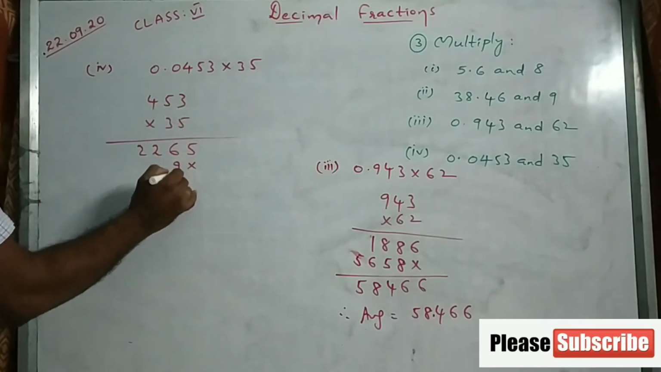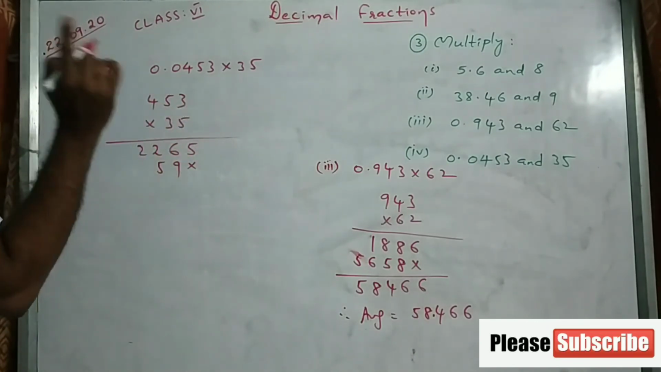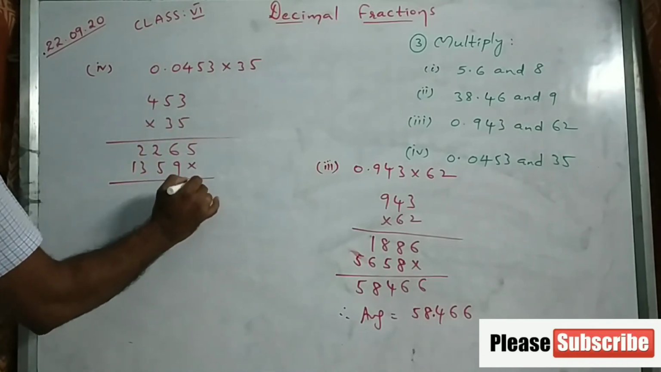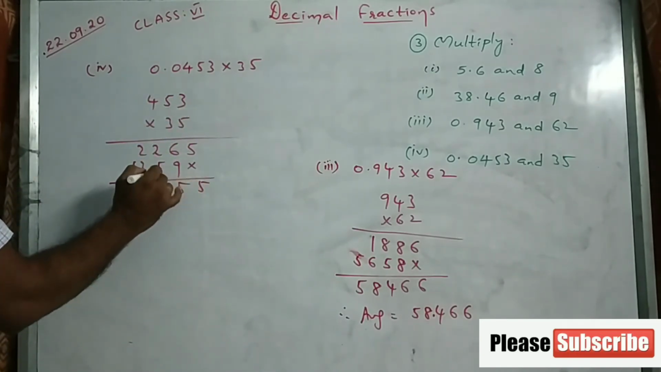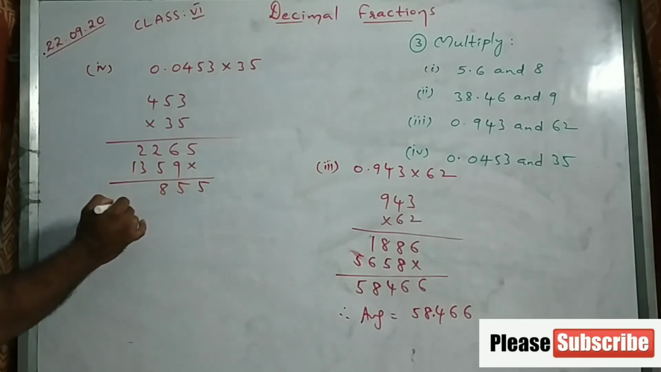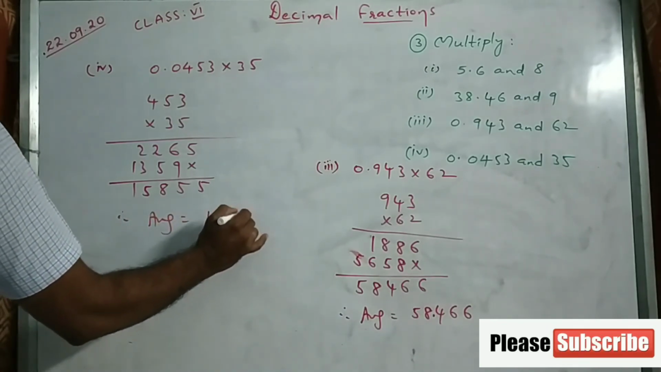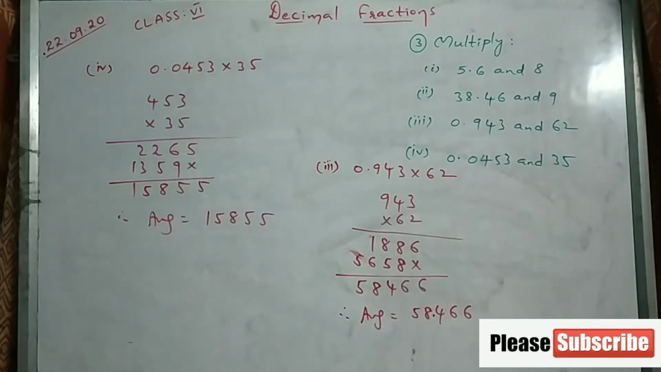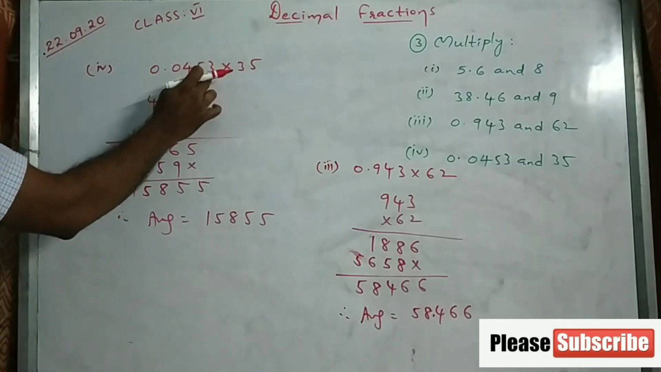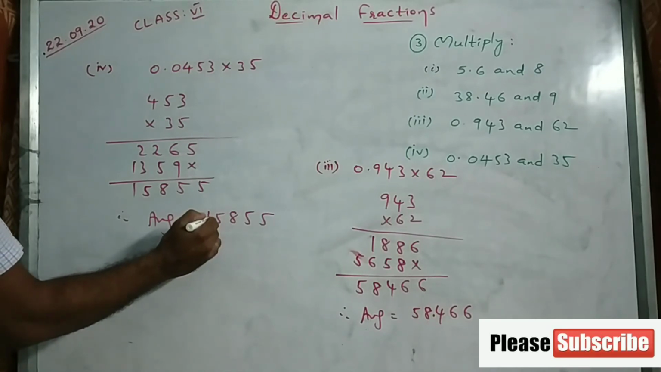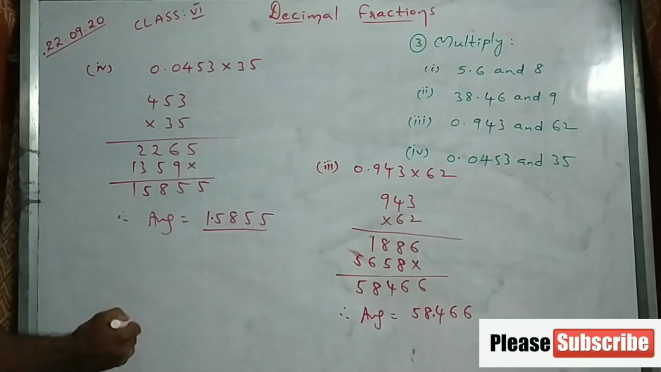3 3s are 9. 3 5s are 15, 1. 3 4s are 12 plus 1, 13. So what is the final answer here? 15855. After how many digits you should keep decimal now? 1, 2, 3, 4. After 4 digits. That is the final answer.